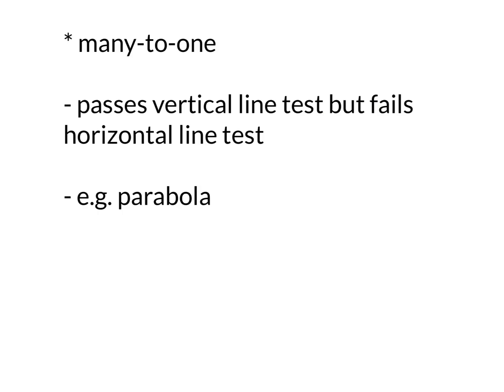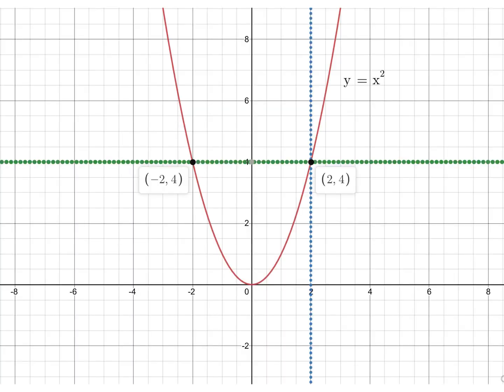For a many-to-one, it passes the vertical line test but fails the horizontal line test. So this is the one that we've done before, which was known just as a function or the vertical line test. And the parabola is a good example of this. As you can see, for the blue line, it passes the vertical line test because anywhere on this parabola, the vertical line only passes through one point. Whereas the horizontal line passes through more than one, so it fails the horizontal line test.